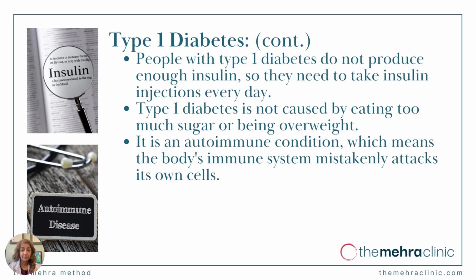Type 1 diabetes occurs when the body does not produce enough insulin. So people with type 1 diabetes don't make enough insulin, so they have to take insulin by injection every day. Type 1 diabetes is not caused by eating too much sugar or by being overweight. It is an autoimmune condition, which means the body's immune system mistakenly attacks its own cells.